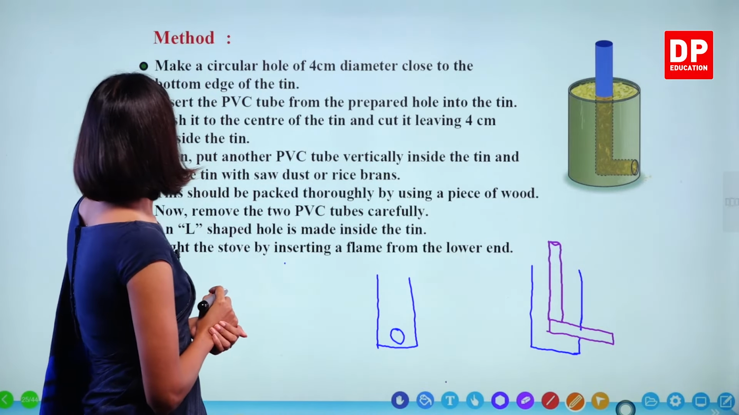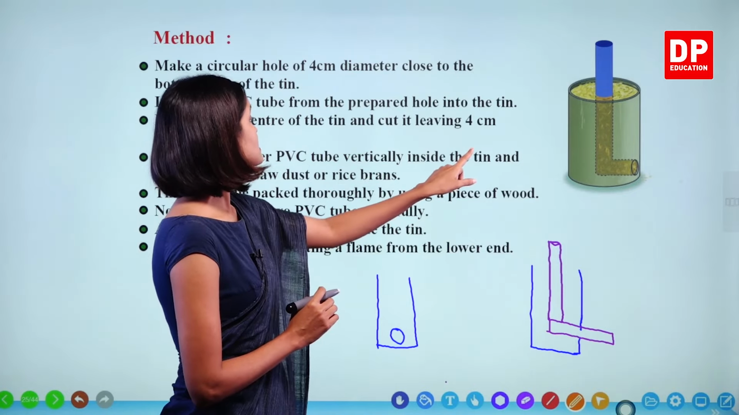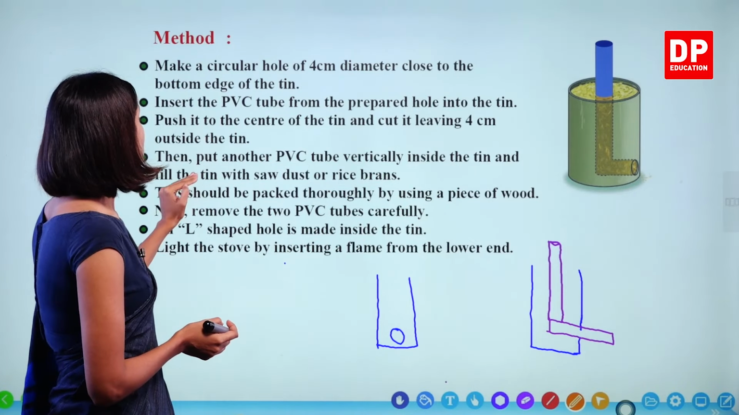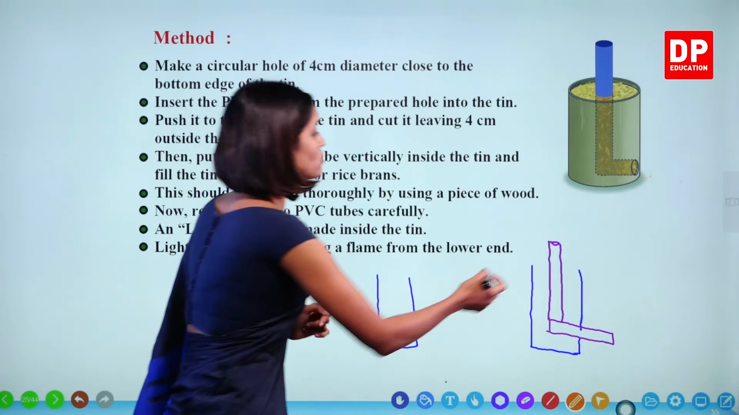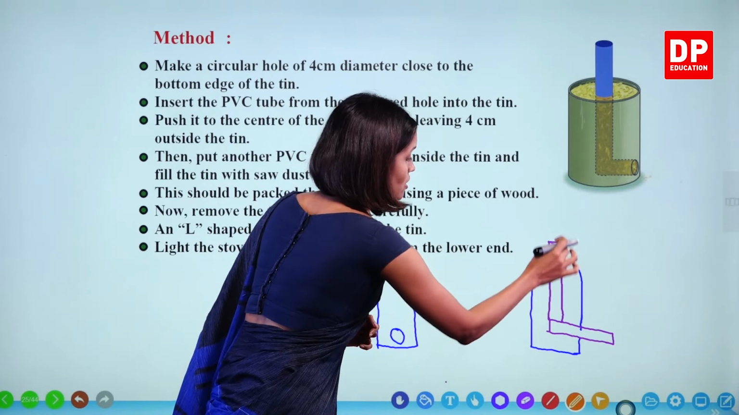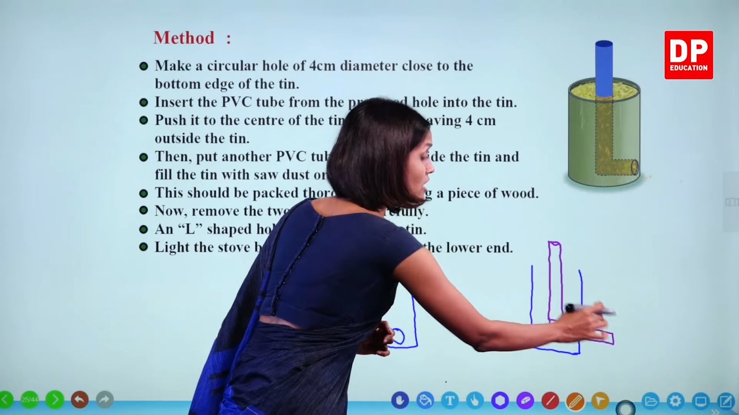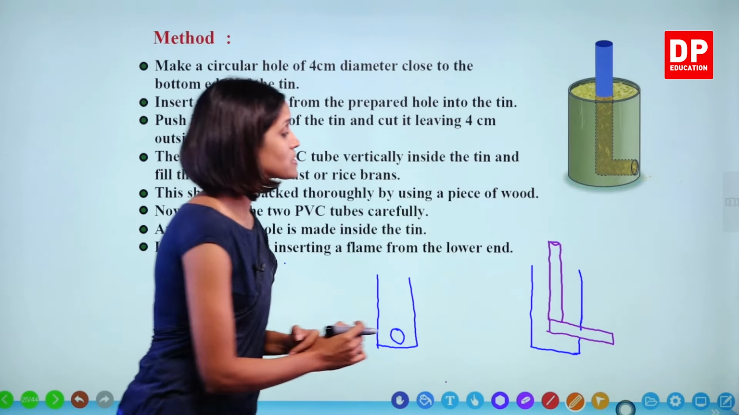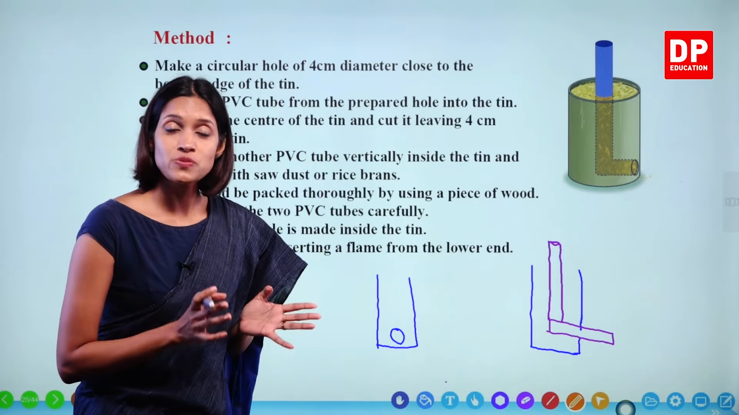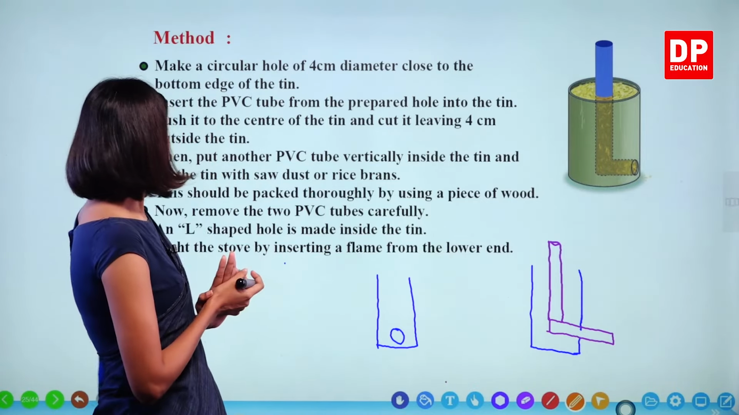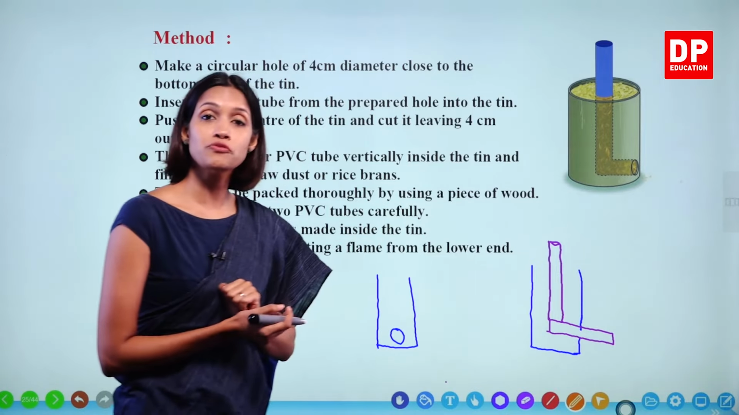Okay, children? Then put another PVC tube vertically inside the tin and fill the tin with sawdust or rice bran. You have to fill this tin. Now you know that this L-shaped part is occupied by the 2 PVC pipes. The remaining part you have to fill with rice bran or sawdust. Understand? This should be packed thoroughly by using a piece of wood.